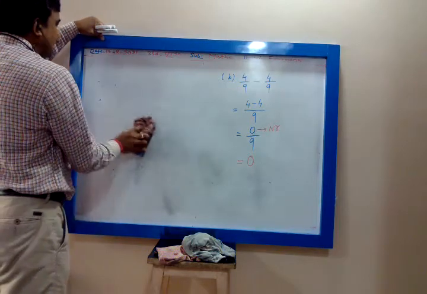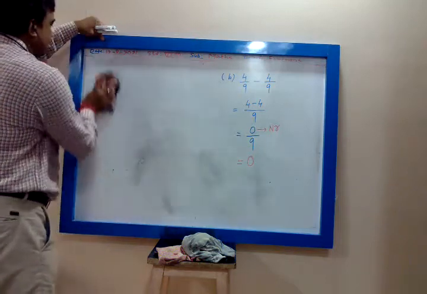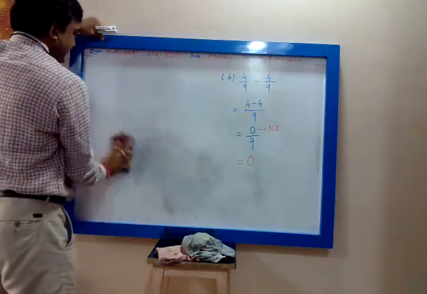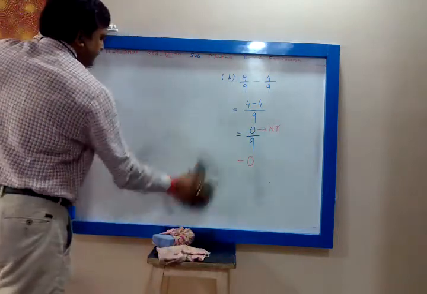Okay? If the numerator is 0, then the answer becomes 0. Now C part.